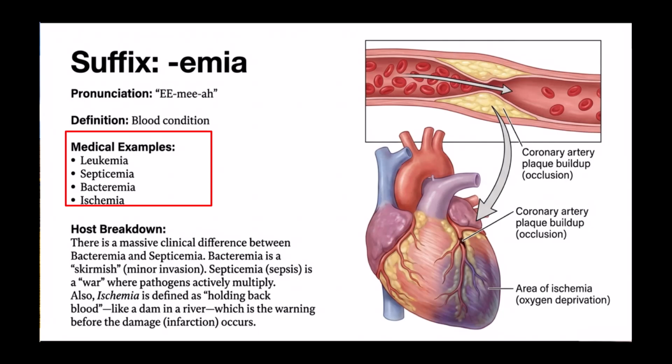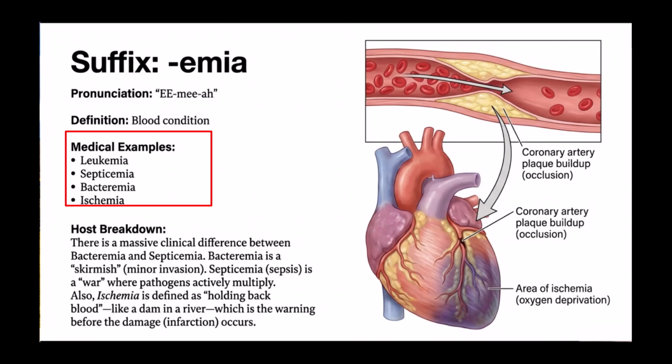Now, the text makes a very high-yield distinction here. Septicemia versus bacteremia. This is so important. Bacteremia is just the presence of bacteria in the blood. You might get this for a few minutes after a dental cleaning. Okay. Bacteria get in, but your body clears them out. It's an invasion, but a manageable one. And septicemia. Septicemia, or sepsis, is a systemic life-threatening infection. The pathogens are multiplying like crazy in the blood, releasing toxins. Bacteremia is a border skirmish. Septicemia is all-out war. That's a life or death difference.